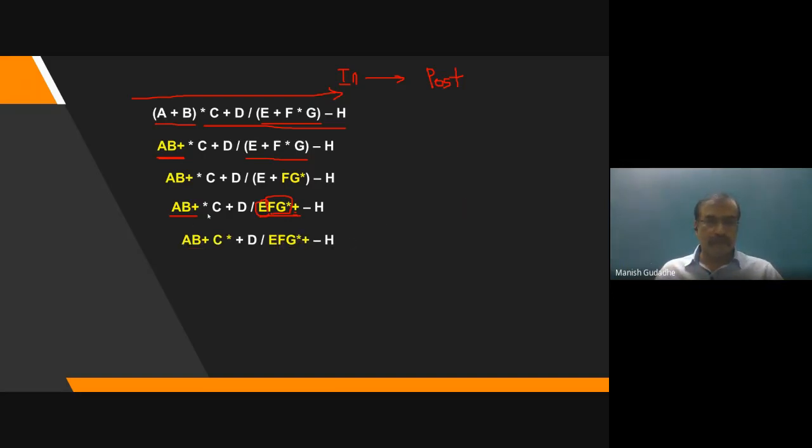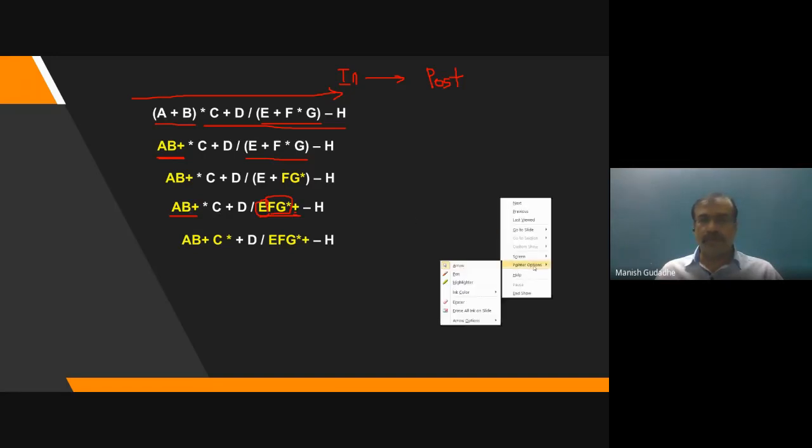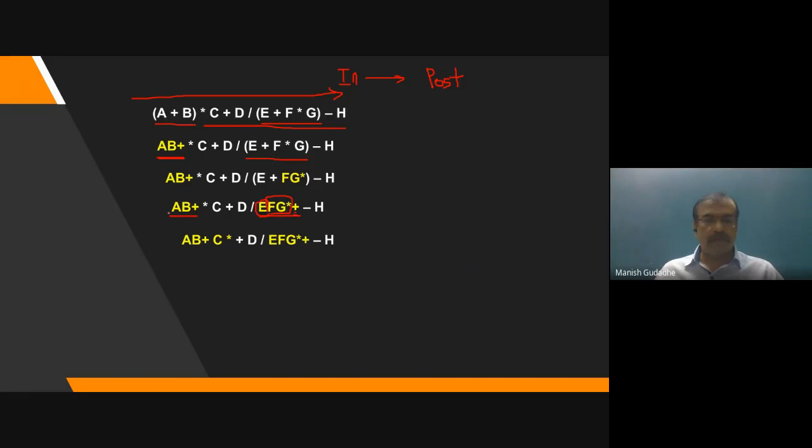How will it go now? Now it comes to into C. So this operand into C. What happened? This operand is the first operand of multiplication. This is the second operand of multiplication. So the first operand comes first, the second operand comes later, and then the operator. Fine. The rest of the expression is kept as it is.